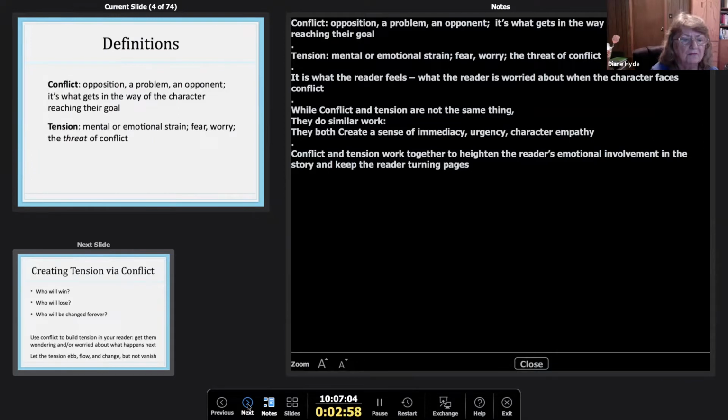But in the literary sense that we're going to talk about today, I define tension as what the reader feels when the character faces conflict or problems. So when the reader is worried or concerned about what the character is facing, then that is what I call tension in a story. Now, I mentioned that they're not the same thing, conflict and tension, but they do similar work. They both create a sense of immediacy, urgency, and the ability for your reader to empathize with the character. Conflict and tension work together to heighten the reader's emotional involvement in the story and keep the reader turning pages.